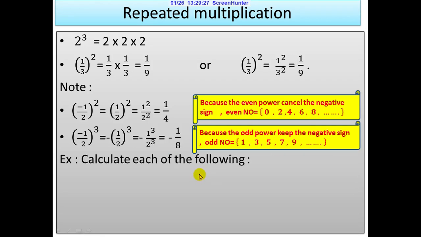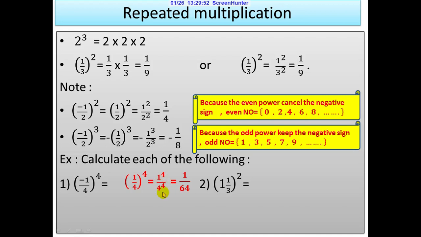Let's see more exercises on this part. Number 1, he gave me negative 1/4 raised to power 4. Because 4 here is an even number, as I told you before, in this case we can cancel the negative beside 1/4 to be 1/4 raised to power 4. By doing the previous steps, distributing this power on the numerator and denominator, it will be 1 raised to power 4 over 4 raised to power 4, finally equal to 1/64.